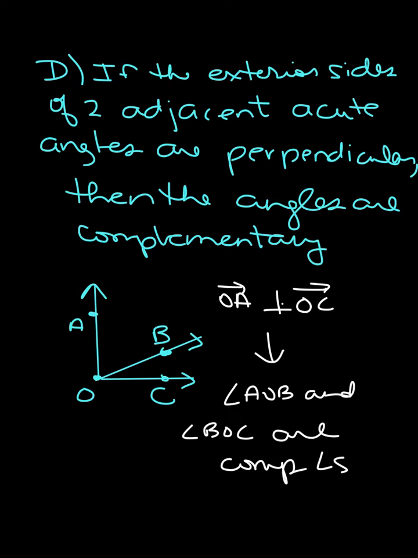In our last theorem discussing perpendicular lines, this one states, if the exterior sides of two adjacent acute angles are perpendicular, then the angles are complementary. If you look at our diagram, the exterior sides, which are the outsides, are ray OA and ray OC. If we are told that they're perpendicular, then we can conclude that angle AOB and angle BOC are complementary angles. So in this theorem, if those rays are set up and we know that they're perpendicular, then we can conclude that the angles that are formed are complementary.